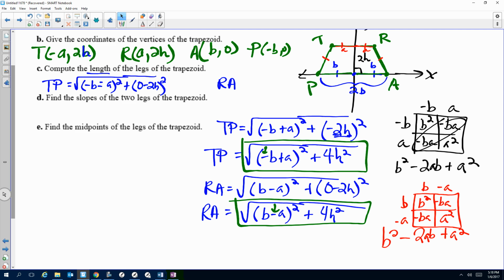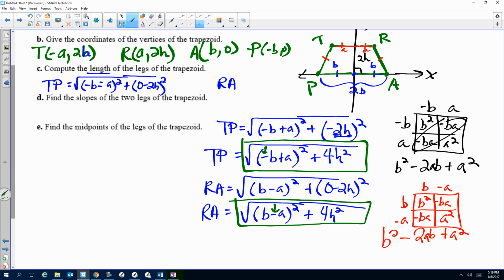Yeah, because they have to be congruent for it to be isosceles. Now, the last two things, one is to find the slope. You're definitely going to be asked to do something like this on your test on Thursday. So we're going to find the slope of the two legs of the trapezoid. That's when we're just going to do the formula that we did on number 12, where we did delta y over delta x, okay?